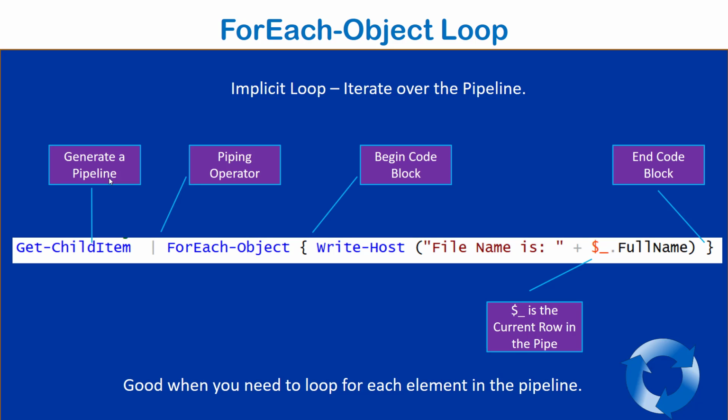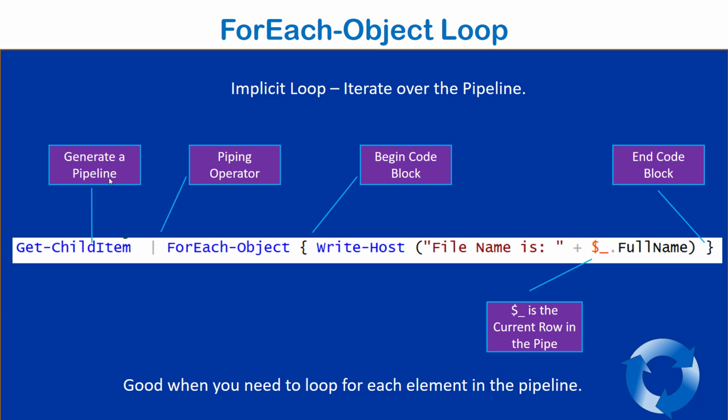And an implicit loop, we saw the ForEach-Object loop. When you do the ForEach-Object loop, you're really using the pipeline. So we're doing Get-ChildItem, and then we use the pipeline, which is that bar, which pushes it into the ForEach-Object. And then we have a block of code that will iterate over it. Remember, the $_ holds each row as it passes through the pipeline.